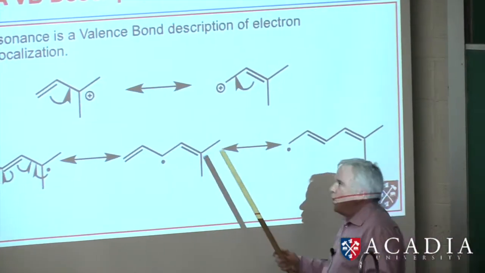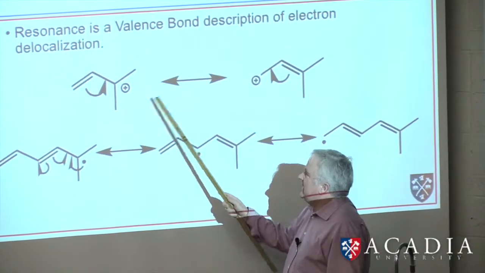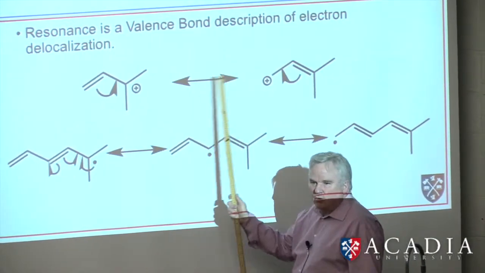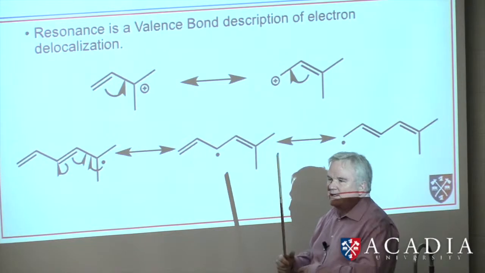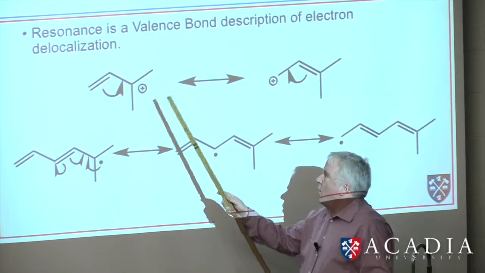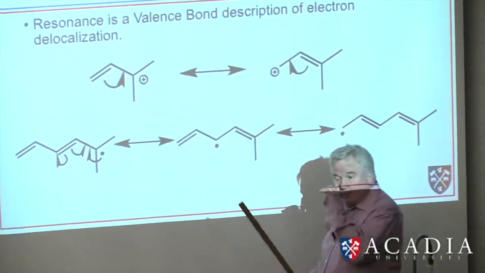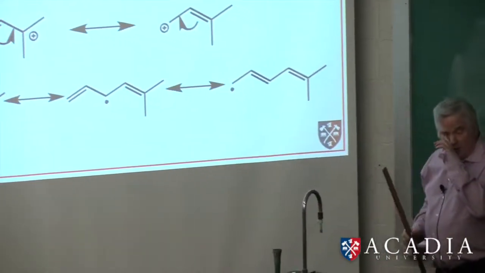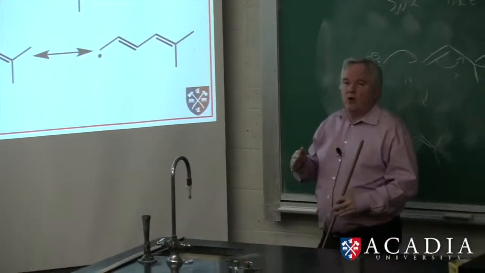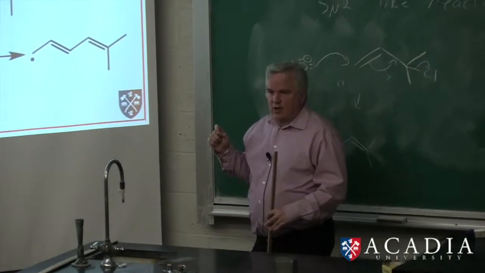Remember, this exists only on paper. The real structure is not resonating between these two structures. The real structure has this charge dispersed over those two carbon atoms. This also happens with radicals. We can delocalize single electrons through resonance.